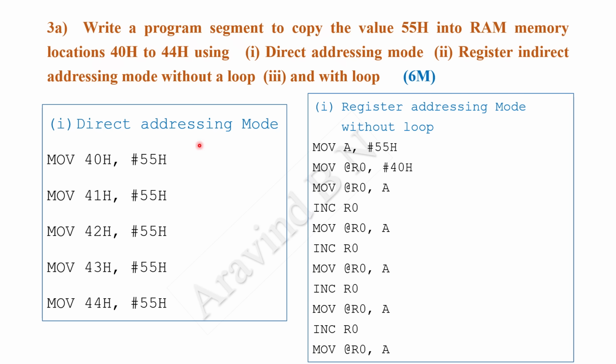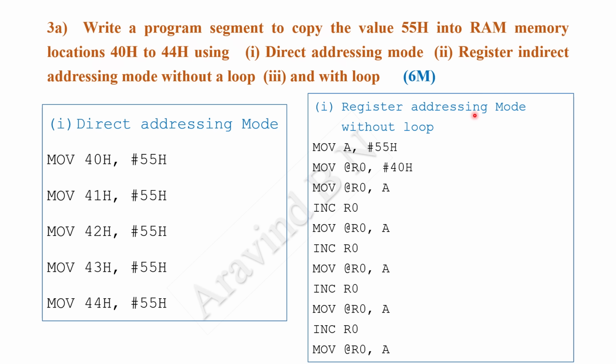So first one, using direct addressing mode. We have to move a single value, that is 55H, to these locations. Direct addressing mode in the sense the address will be directly used within the instruction. So here MOV 40H, #55H indicates 40H is the memory location and #55H is the data. So this data is being moved into the memory location 40H. Like that 41H, 42H, 43H, 44H. So this is the direct addressing mode.